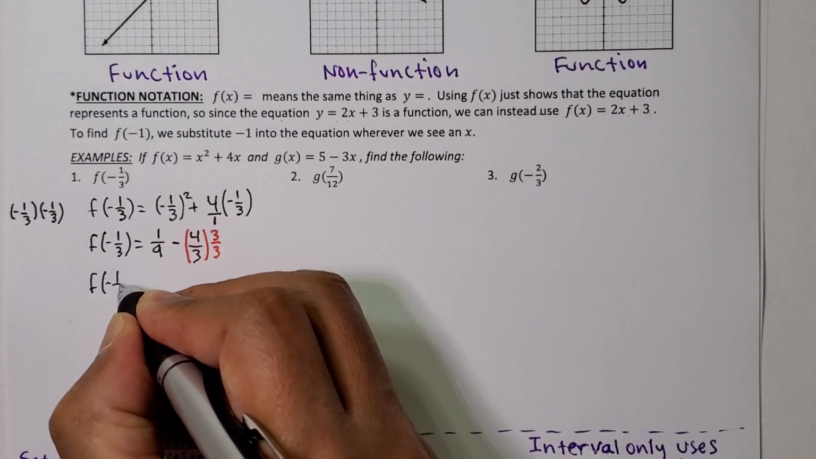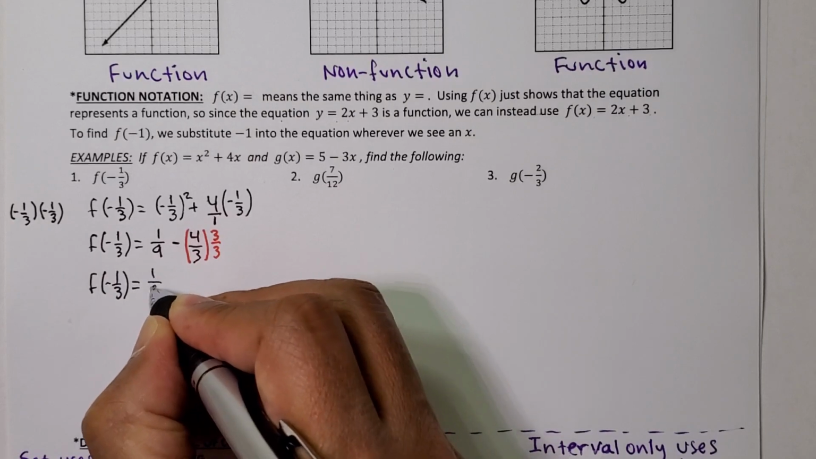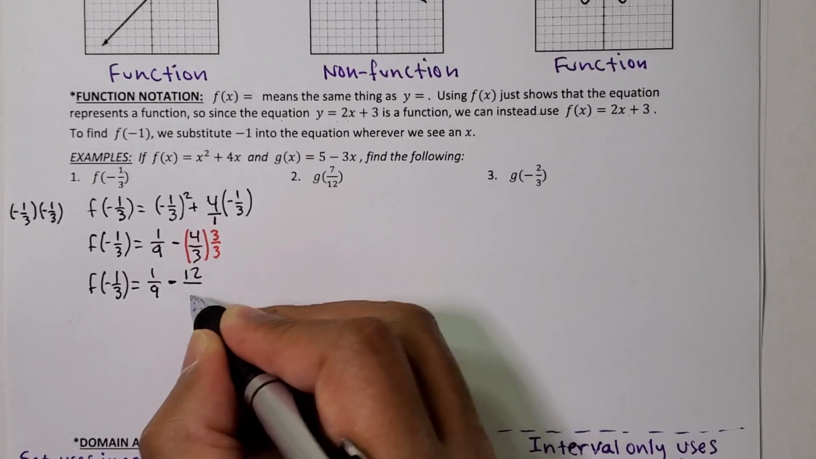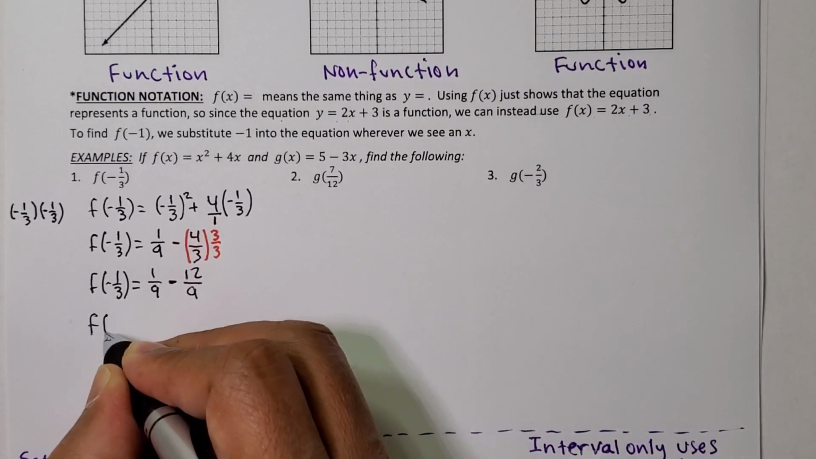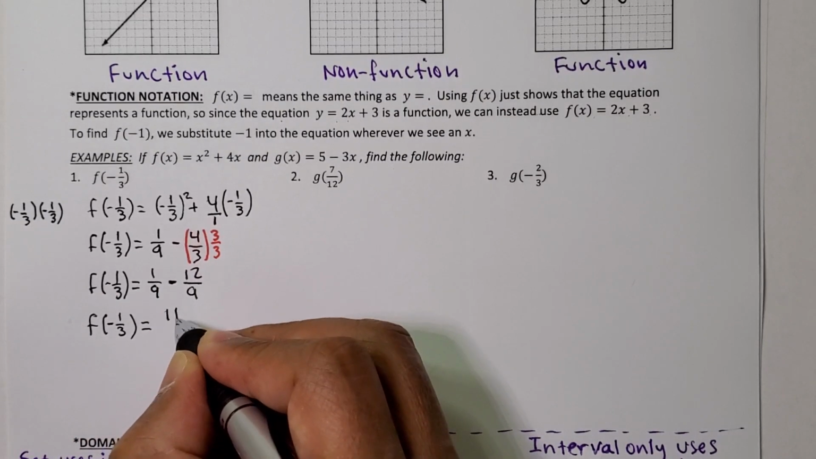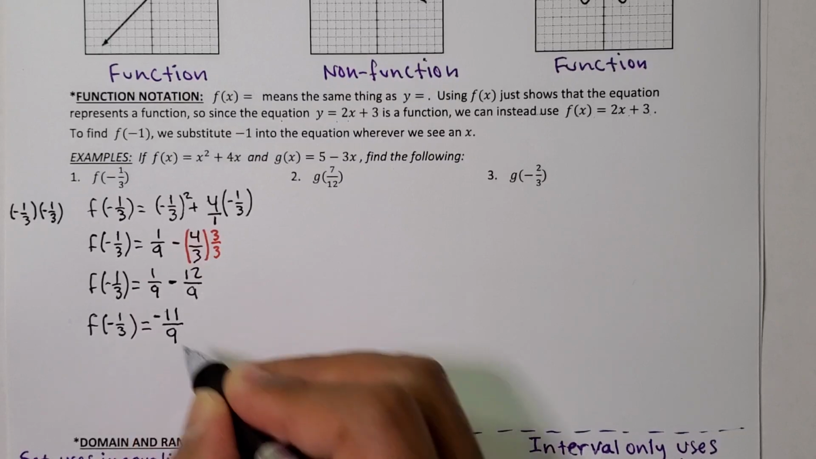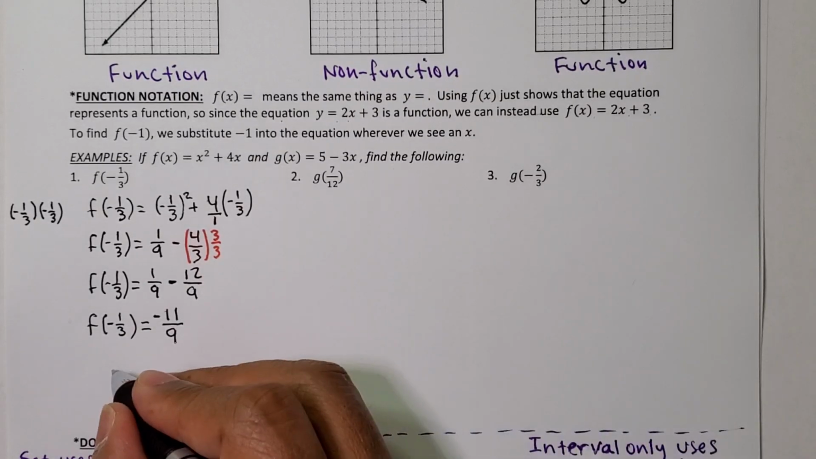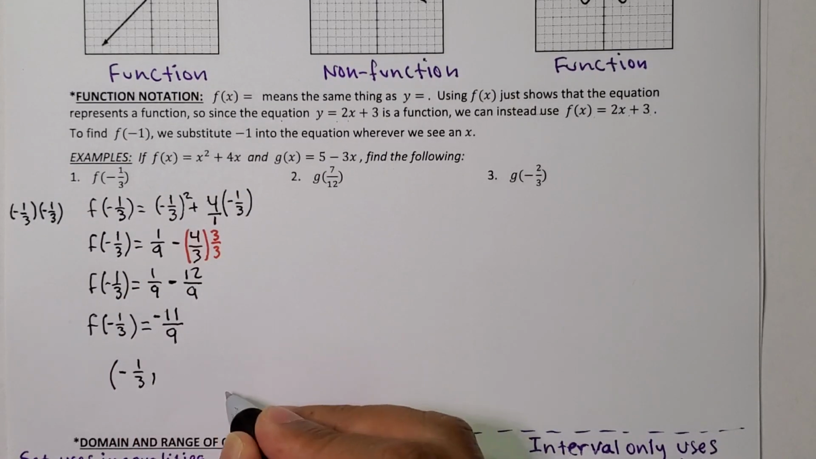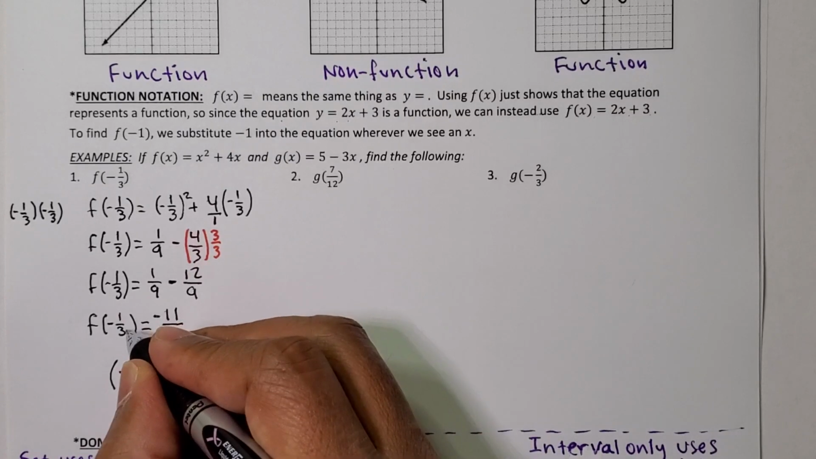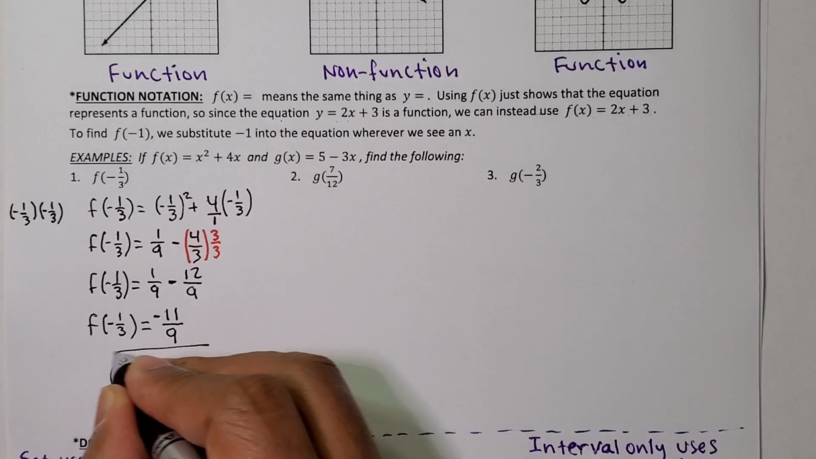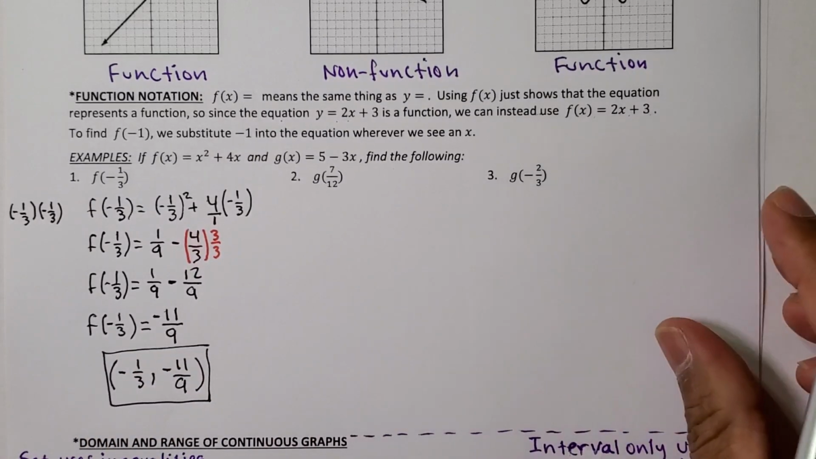So f of negative 1/3 equals 1/9 minus 4 times 3, that's 12, and 3 times 3, that's 9. And now the answer to this one is f of negative 1/3 equals 1 minus 12 is 11, and it's going to be negative, so this is negative 11/9. So the answer to this problem is the x value that I'm given, negative 1/3, and the y value that I found by substituting for x in the function, so negative 11/9. And this is the answer to that problem. Okay, so let's move on to the next example.